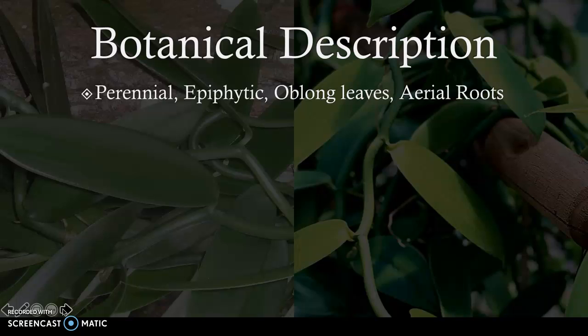For our description, the plant is a perennial, meaning it comes back each and every year. It is epiphytic, meaning it grows in the pockets of tree branches, specifically in humus on tree branches. It has oblong leaves, as you can see here, and it has aerial roots. These roots grow into and on the tree. We will see pictures later on, and you'll be able to understand what that means better by an image than by me explaining it to you.